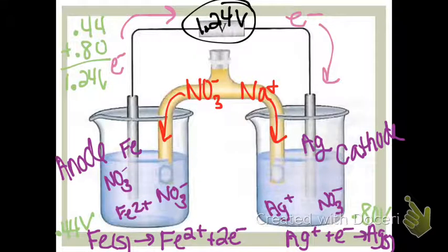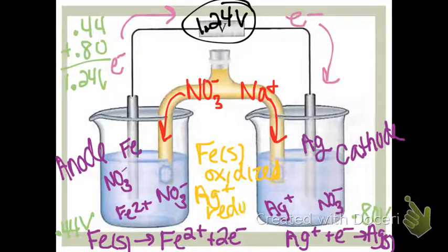So let's see, did we do everything? We wrote the symbols of the elements and ions on the solutions and the electrodes. We identified the anode and the cathode. We identified which direction the electrons are flowing. We did the cell potential, it was 1.24 volts. We wrote the half reaction under each container. We indicated the direction the ions are flowing in the salt bridge. We identified what was going to be oxidized and what was going to be reduced. Well, I guess we could do a better job of that. In this case, the Fe solid was oxidized and the Ag plus was reduced.